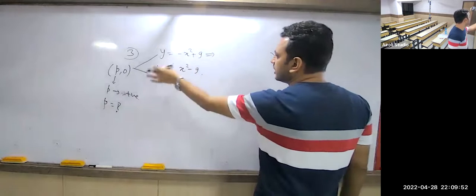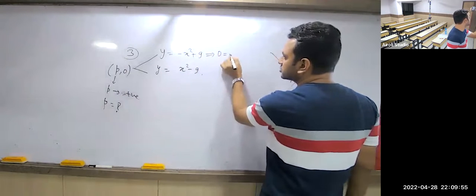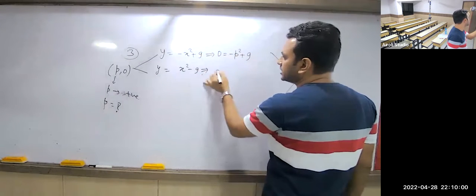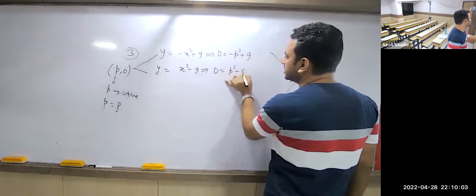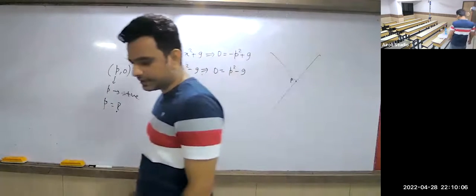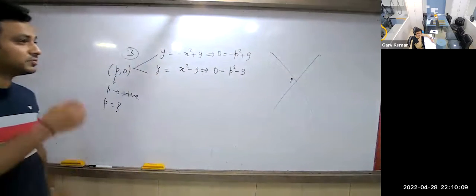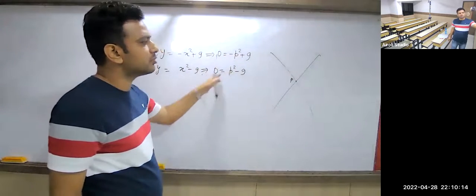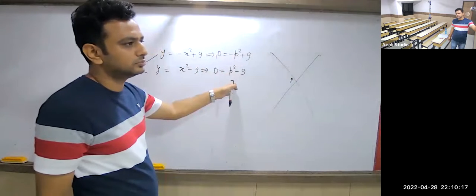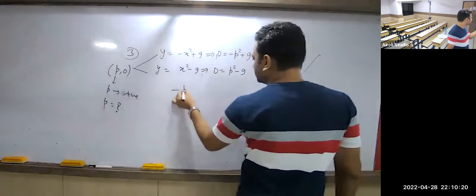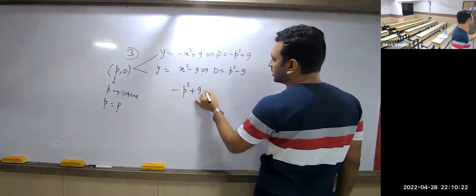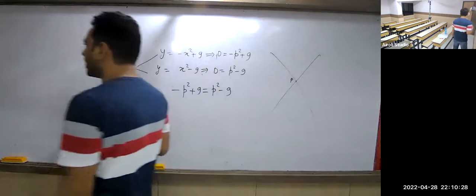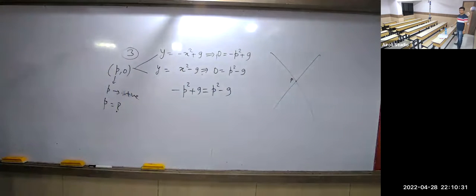So the y value is 0 equals x square, which is minus p square plus 9. In this way, y is 0 equals p square minus 9. Both are zeros, can you equate? If LHS is equal, RHS will also be equal. So I'm equating both: minus p square plus 9 equals p square minus 9. Solve this and get the value of p.